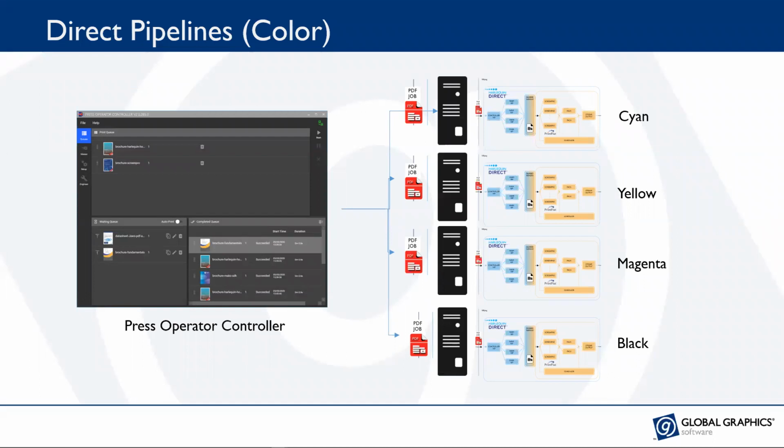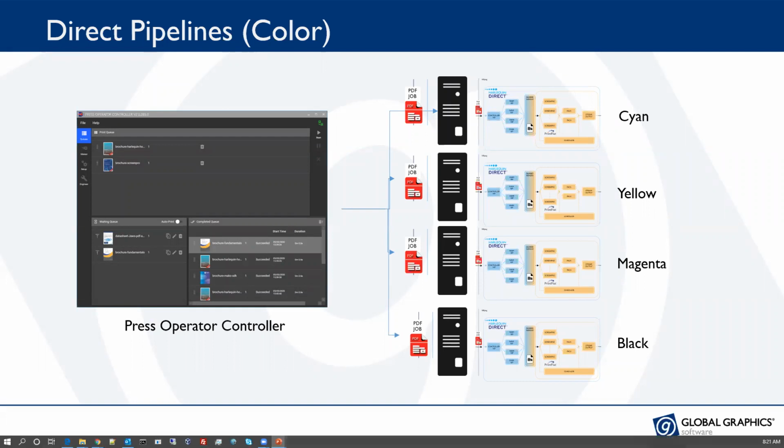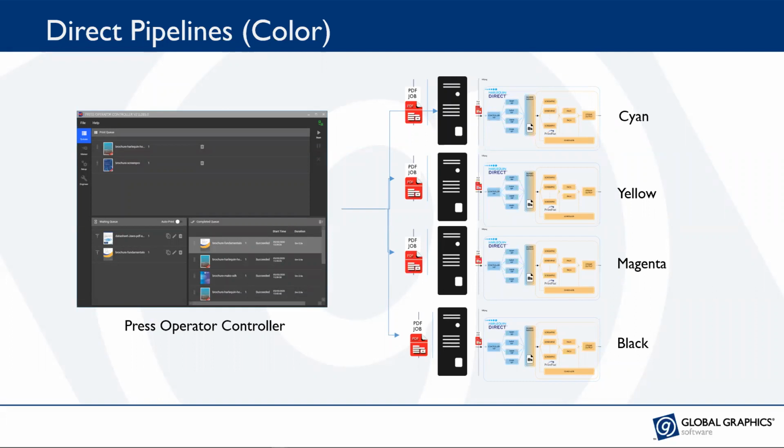Okay, so we've seen the POC. Let's look at our model for supporting multiple color bars. That's based on adding more Harlequin Directs. Here we have one PC with one Harlequin Direct per color. Adding print bars for extended gamut is as simple as adding one Harlequin Direct per color bar. Adding duplex can be achieved by adding a Harlequin Direct per side per color bar.